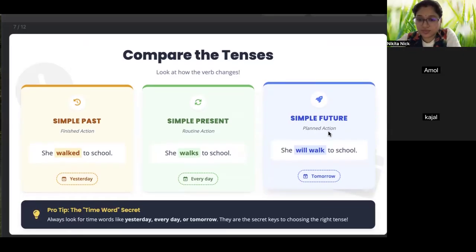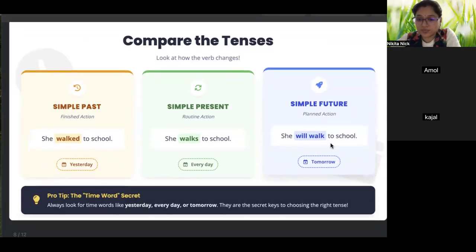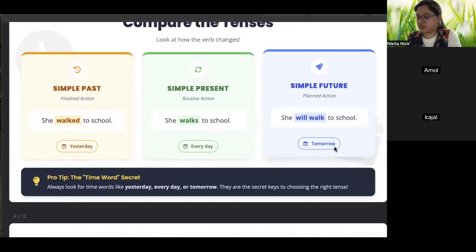Plan action. She will walk to school. She will walk to school tomorrow. Very good. Simple future, plan action. She will walk to school tomorrow. All right?